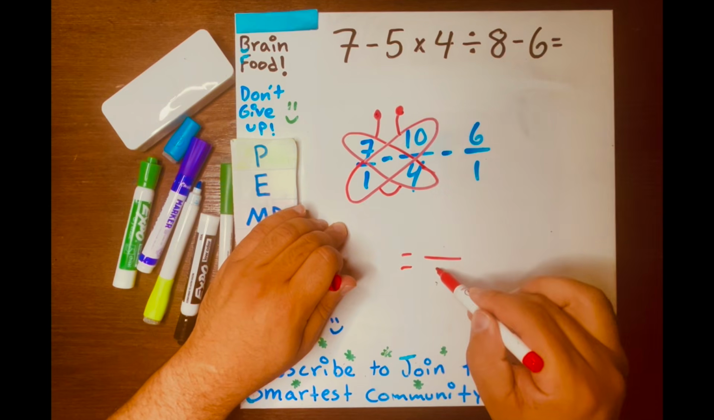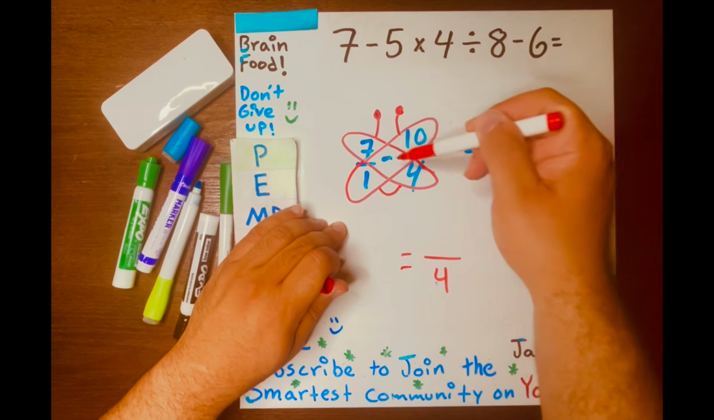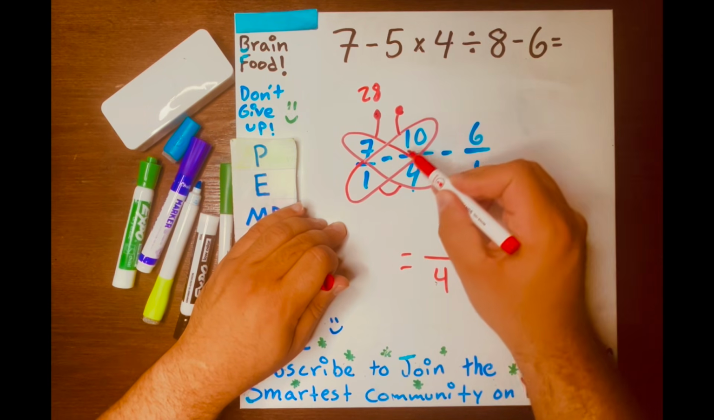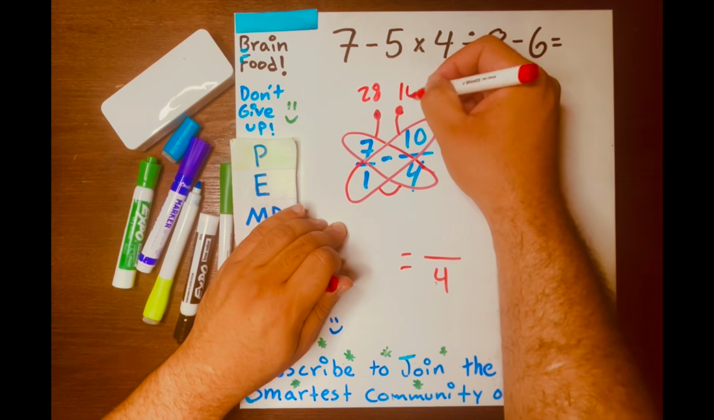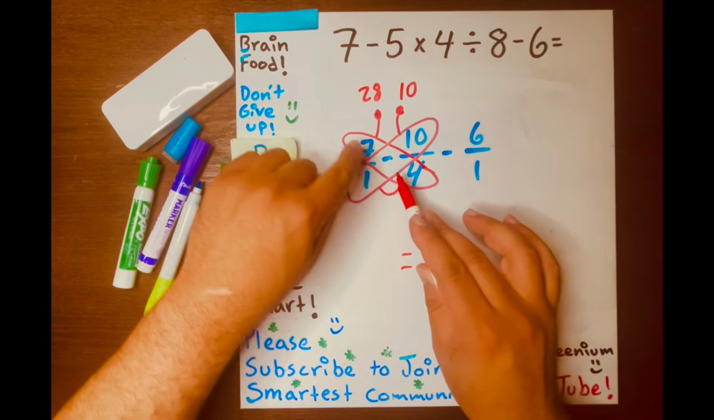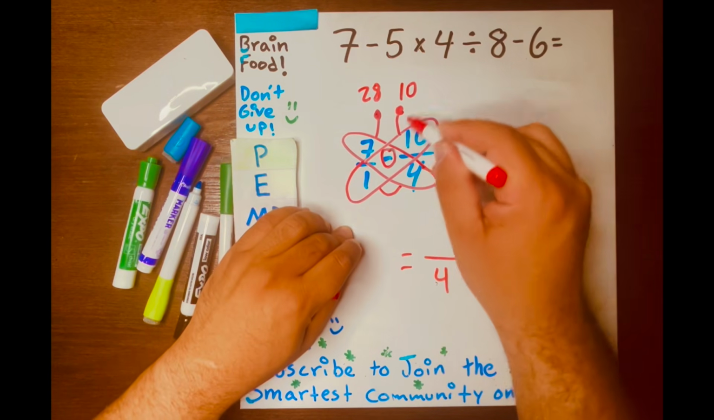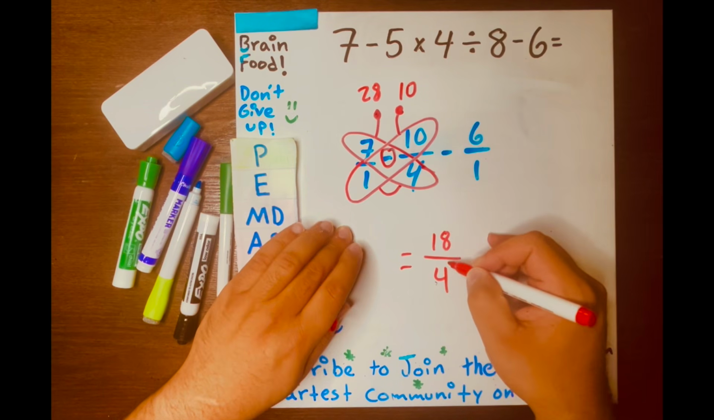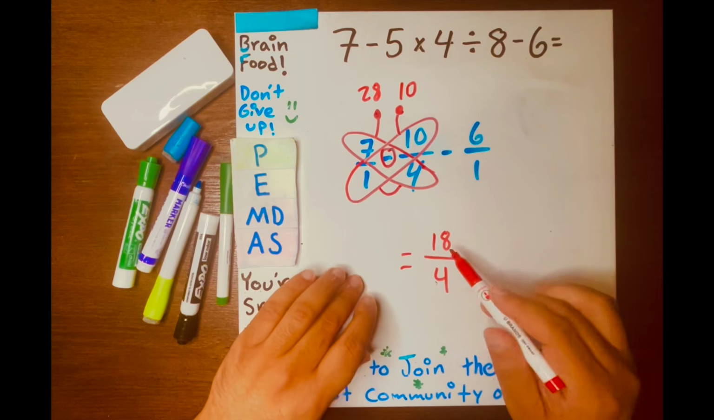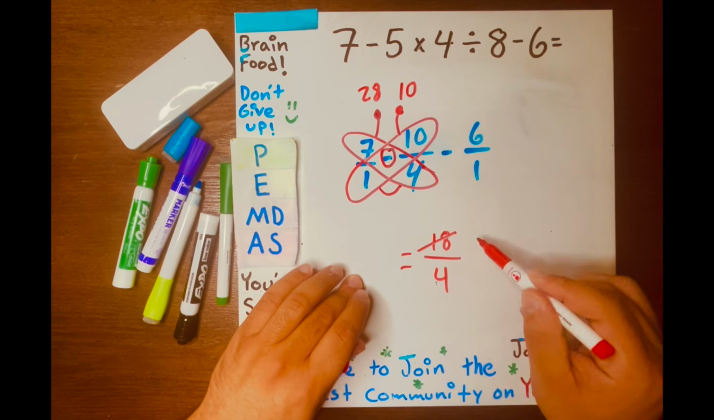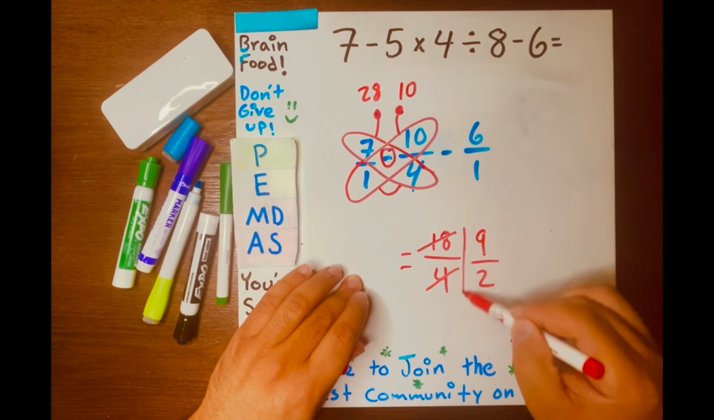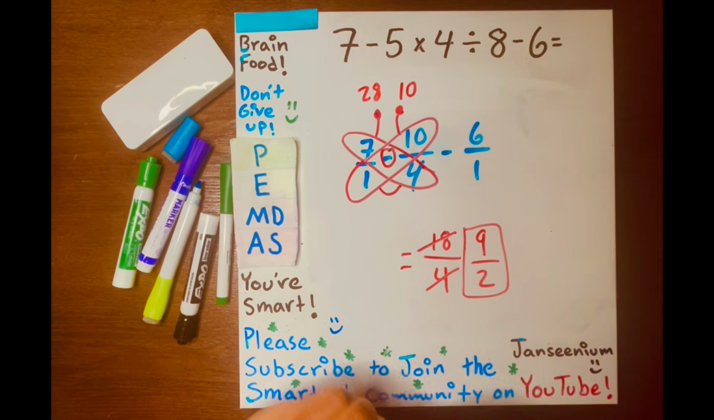1 times 4 equals 4. 7 times 4 equals 28. 1 times 10 equals 10. And then you subtract 28 minus 10. That gives you 18. So the numerator is 18, and I can break this down further. Half of 18 is 9, and half of 4 is 2. So 9 over 2 cannot be broken down further.